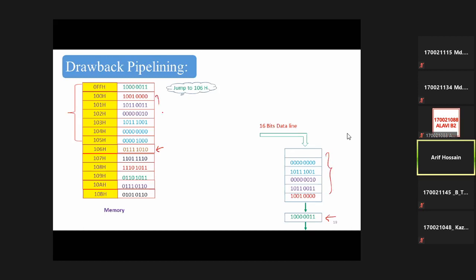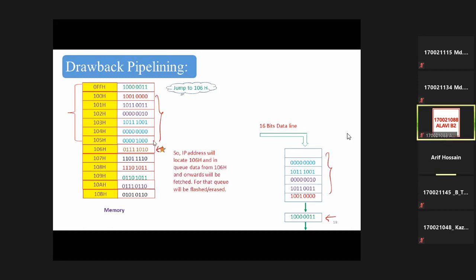You have these corresponding commands, isn't it? Because this is how your prefetch queue is arranged. So in such cases, whatever you had in the prefetch queue will be flushed or erased, completely cleared from the prefetch queue. Then it will again start loading the prefetch queue from 106H. So this is the drawback of pipelining, because if we ever encounter any operation where we need to jump, then the prefetch queue will be deleted.